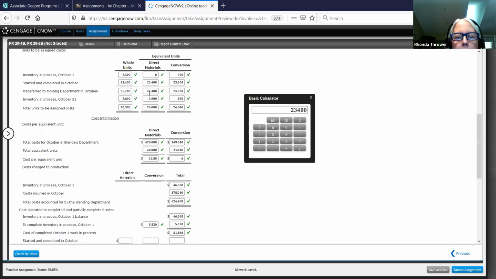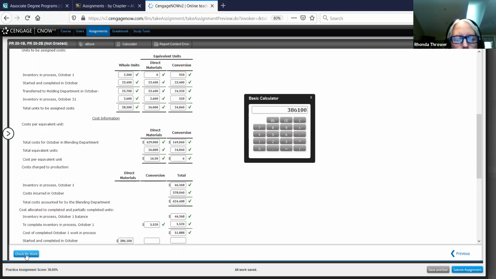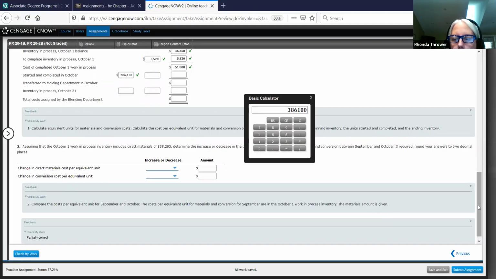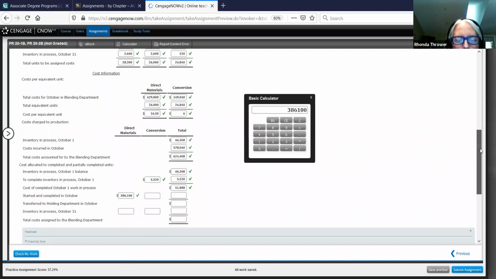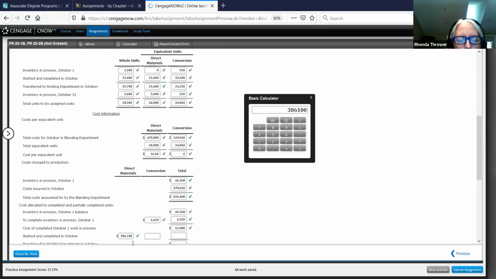So 23,400 times 1650 equals $386,100. I'm going to check my work, and the math is correct. And again, this is the materials for started and completed.